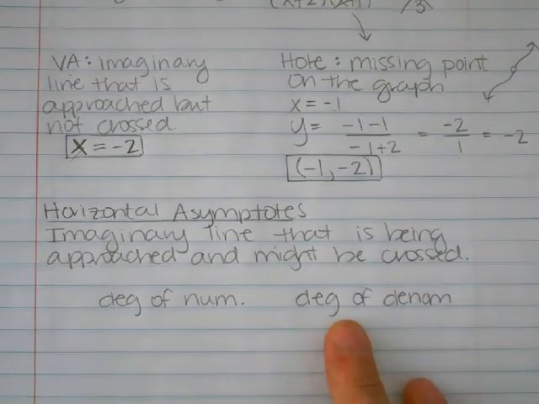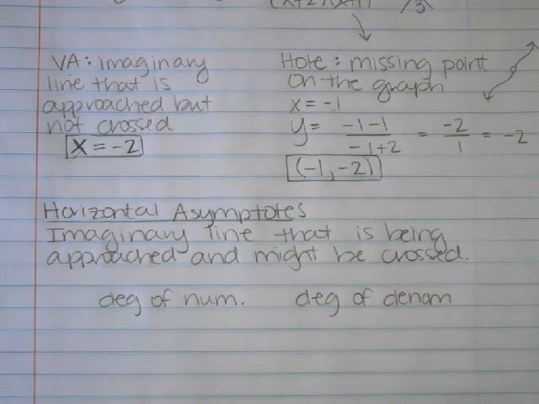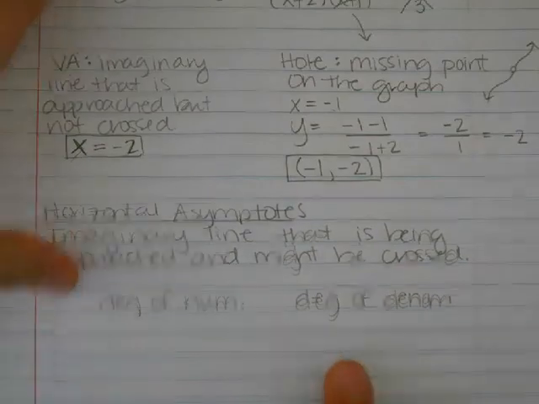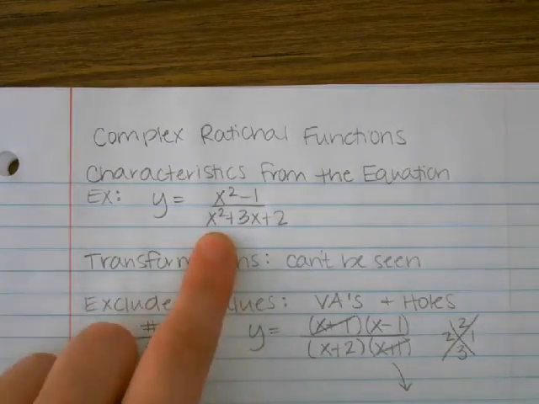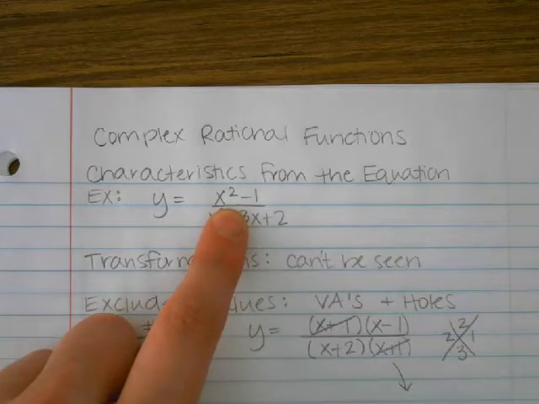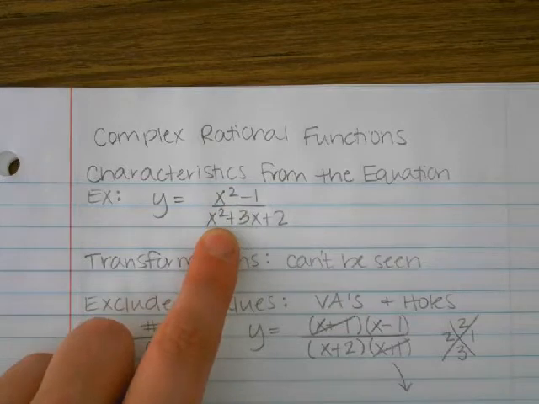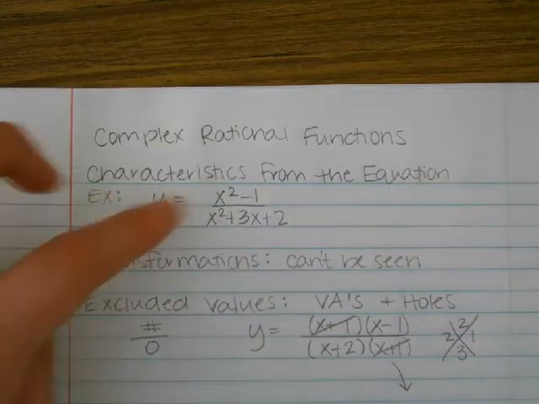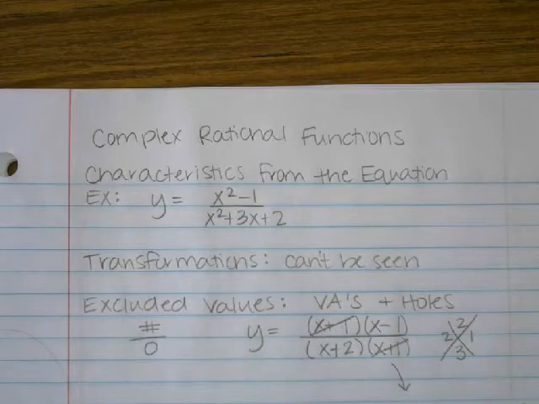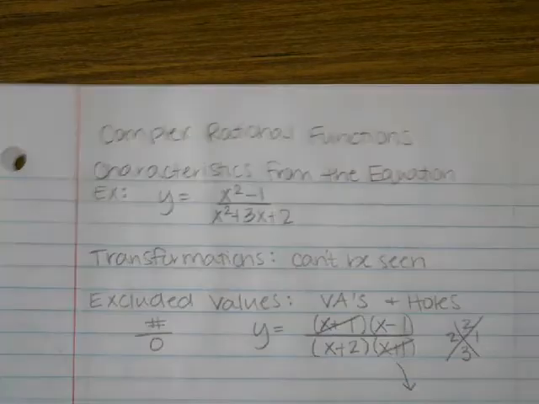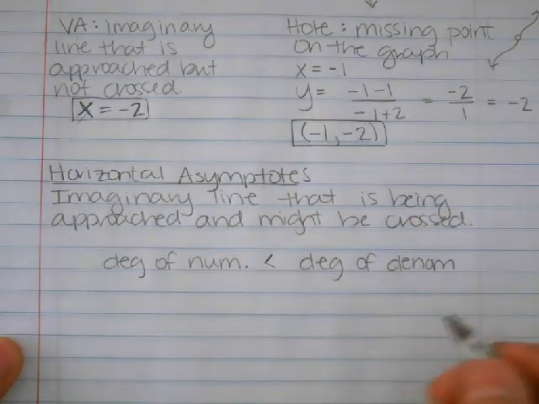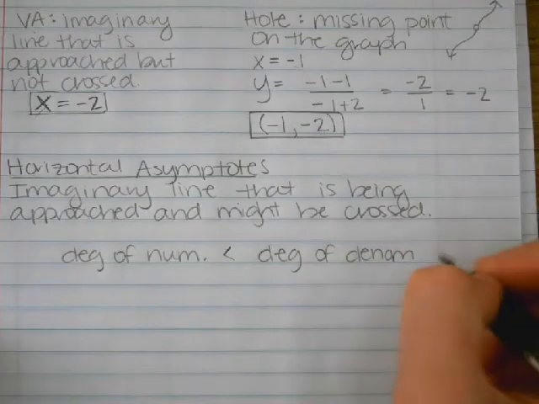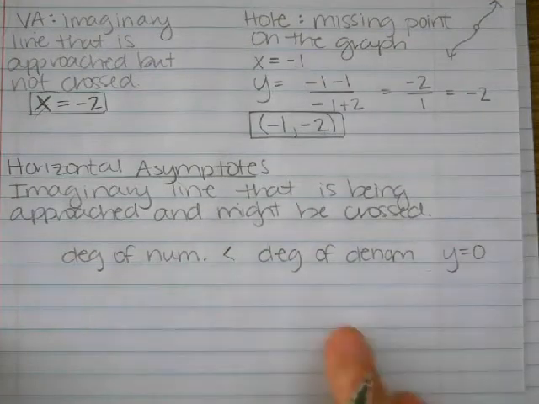So we have three scenarios. When I say the degree of the numerator and the degree of the denominator, if you recall, the degree is the highest exponent, which when we put these equations in order, we usually put first. So the degree of the top of this one is 2. The degree of the bottom is also 2. So these would have equal degrees. In the first scenario, the degree of the numerator is less than the degree of the denominator, and in that case, the horizontal asymptote is y equals 0.